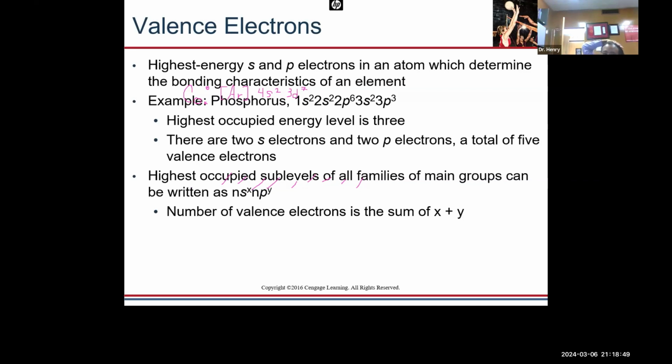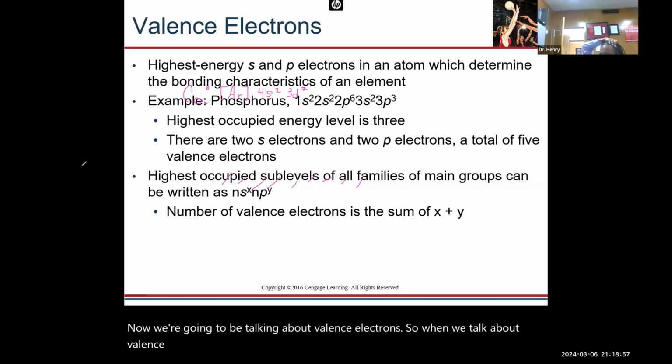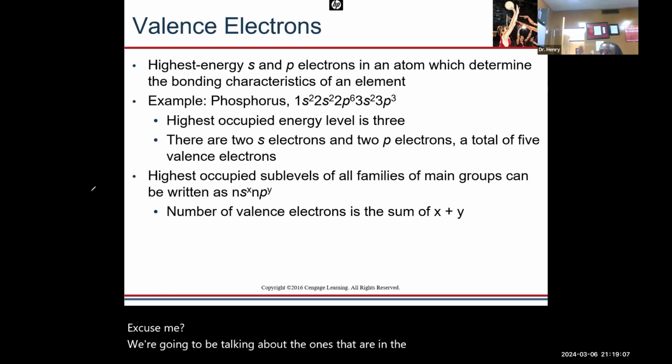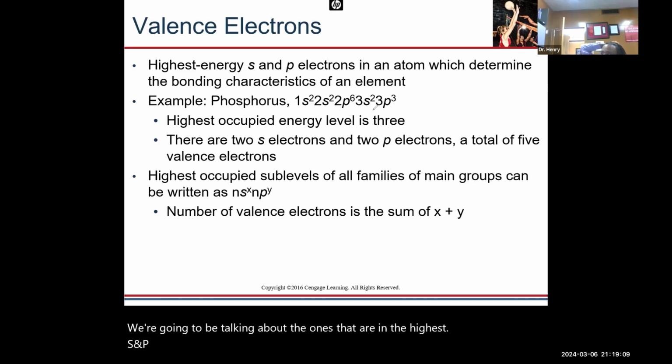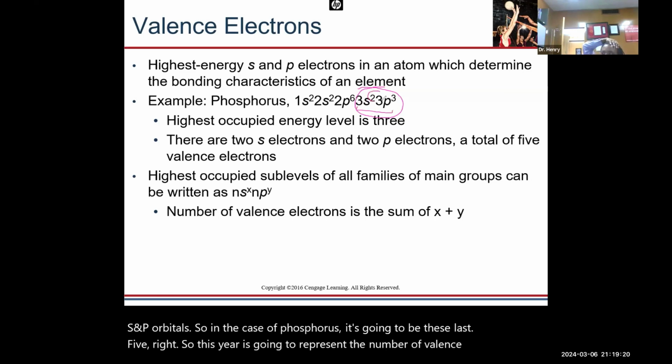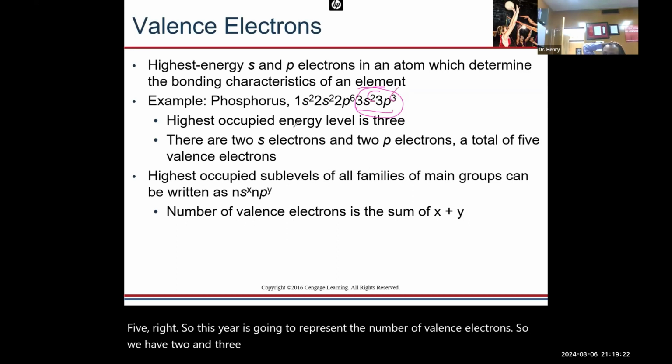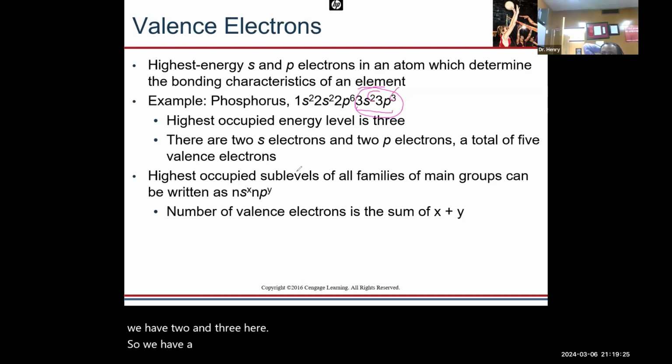Okay, so now we're going to be talking about valence electrons. When we talk about valence electrons, we're talking about the ones that are in the highest s and p orbitals. So in the case of phosphorus, it's going to be these last 5. This here represents the number of valence electrons. We have 2 and 3 here, so a total of 5 valence electrons.